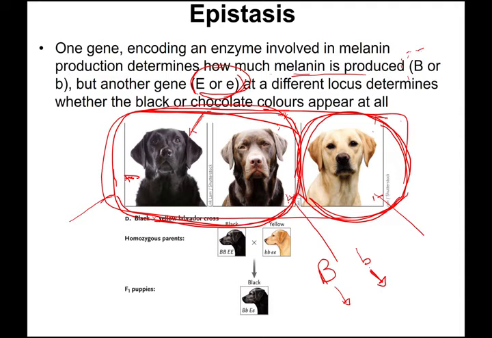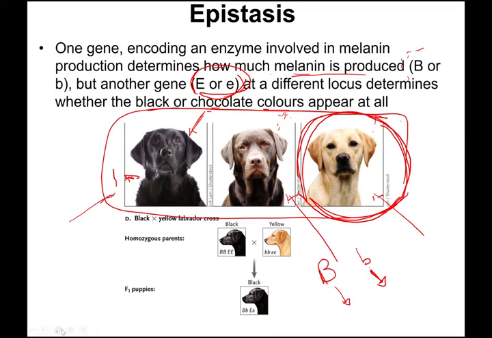So look at this cross here. For example, if you take two true breeding, let me erase a little bit of stuff here. Sorry, I like to go crazy with this. Let's see if I can erase it. No, that's too much. Okay.